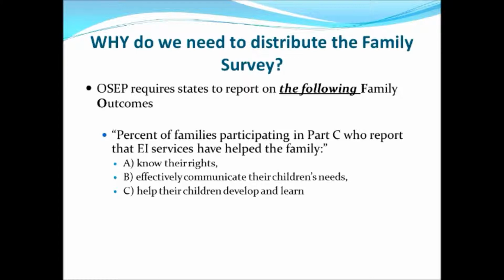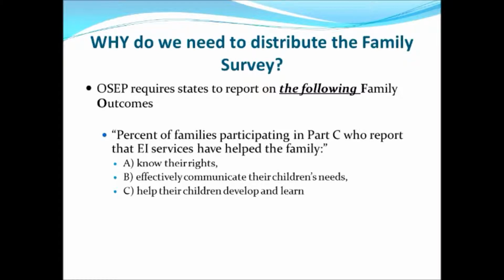The three family outcomes are important indicators to determine if the early intervention program is meeting the family's needs by explaining their family rights, enabling the family to effectively communicate the child's needs, and to learn strategies to help their child develop and learn. A way to explain the survey to families is to say, your input is very important to us and will help to improve early intervention services for you and for other children and families. Please fill out the survey using a pencil and return it in the self-addressed stamped envelope provided.